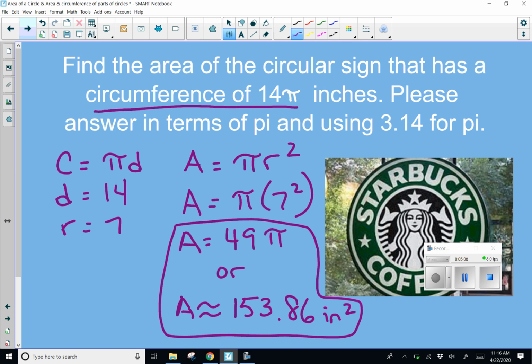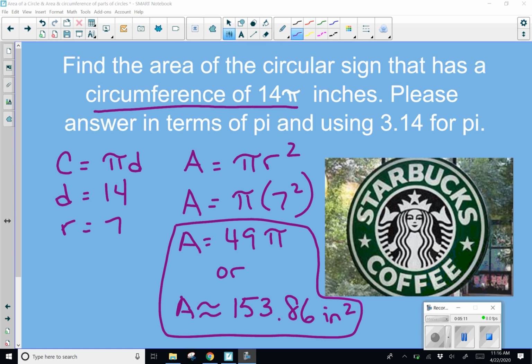Find the area of a circular sign that has a circumference of 14 pi inches. Please answer in terms of pi and using 3.14. So again, my circumference formula is C equals pi times diameter, which means that my diameter in this problem is 14, which makes my radius 7. So now we can plug our radius in. 7 squared is 49. So that gives us an area in terms of pi of 49 pi. Or if you were to multiply 49 times 3.14, you would have an approximate answer of 153.86 inches squared.